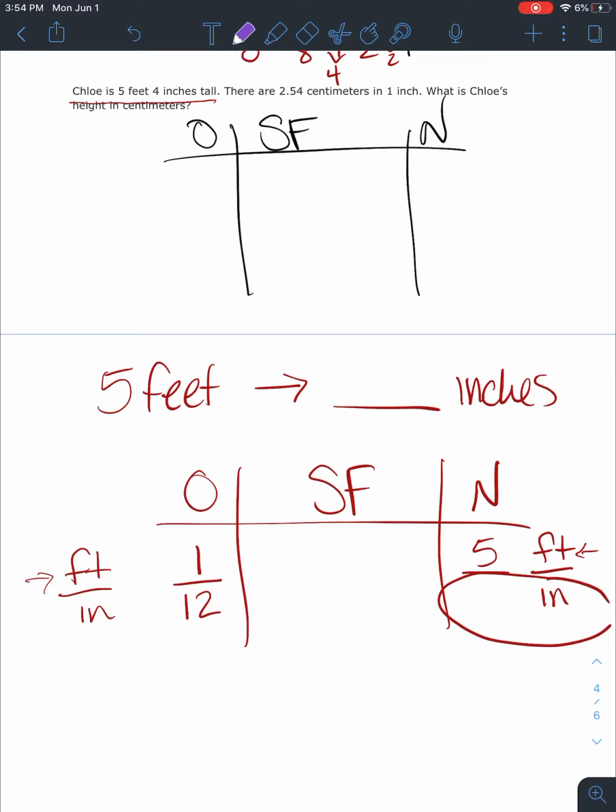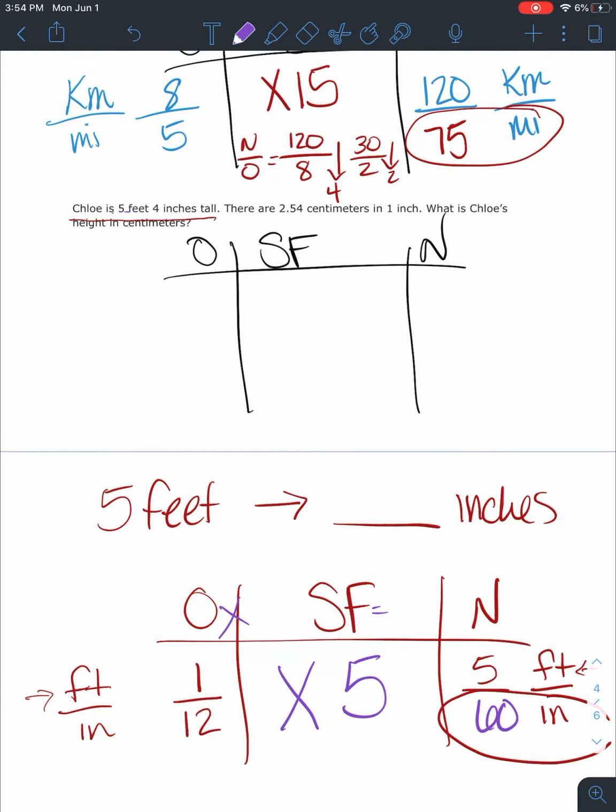1 times what equals 5? Okay, 1 times whatever this number is equals 5. Well, 1 times 5 equals 5, right? So what does 12 times 5 equal? 60. Okay, so what I have right here, and I'm going to go back to this problem, is instead of the 5 feet, I'm going to say 60 inches plus this 4 inches here. Okay, so now the only units that I'm dealing with up here are inches and centimeters.